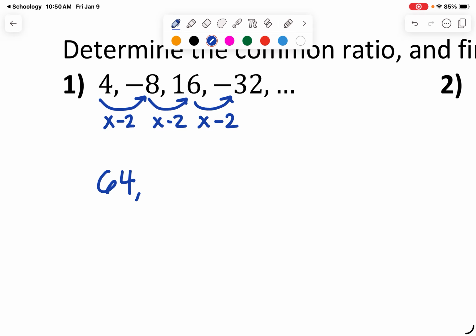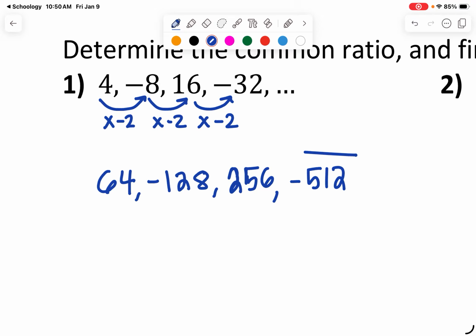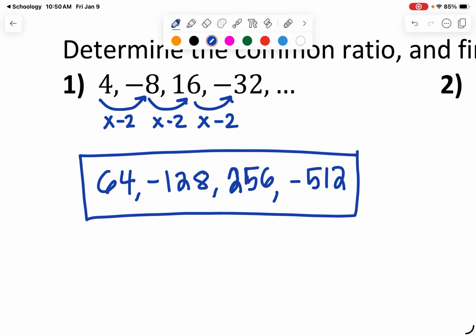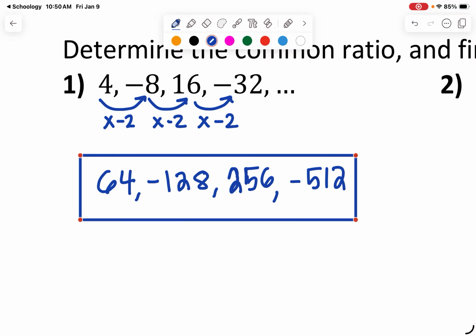And then times -2 is -128. Times -2 is 256. That's better. And then times -2 is -512. Okay, and yes, you can use a calculator for that. I was having a little brain freeze with it, but I was able to do it still. But if you need a calculator for it, you can use it.